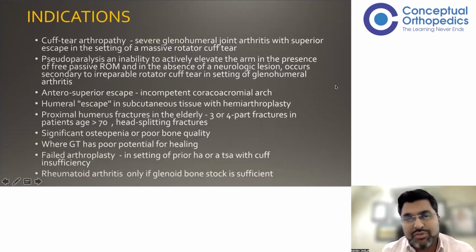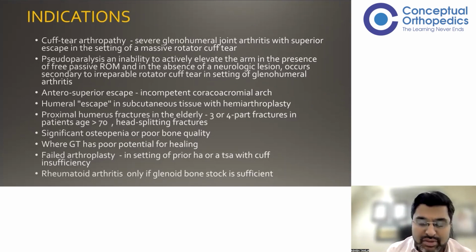Then the other indication of reverse shoulder is pseudo-paralysis, which means there is inability to elevate the arm in presence of free passive ROM, which means that we can do a passive range of motion, but there is no active range of motion, and there is no neurological lesion. It is mainly because of irreparable rotator cuff with or without glenohumeral arthritis. Then the other indication is anterior superior escape because of incompetent coracoacromial arch. Other indication will be proximal humerus fracture in elderly.